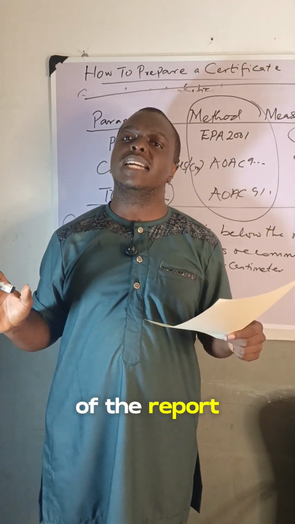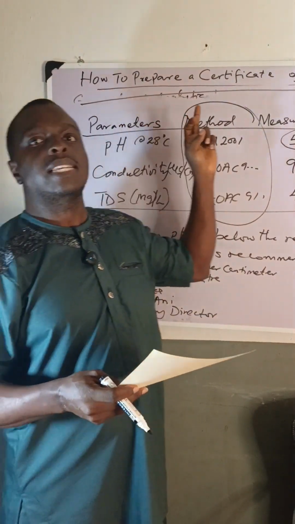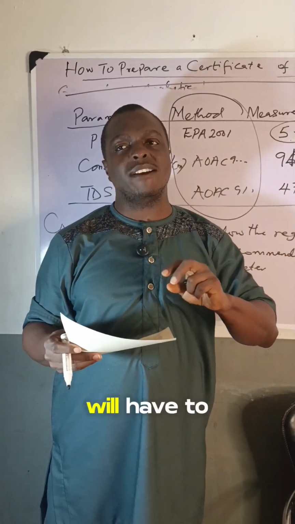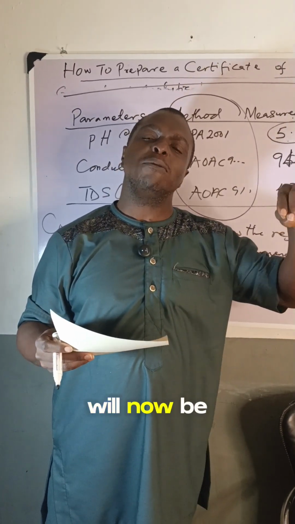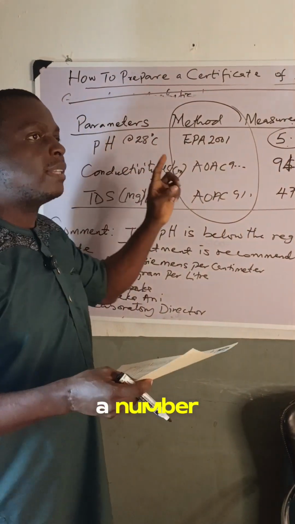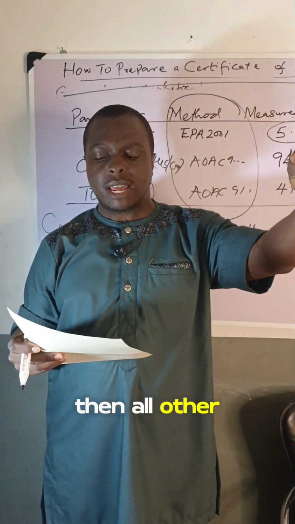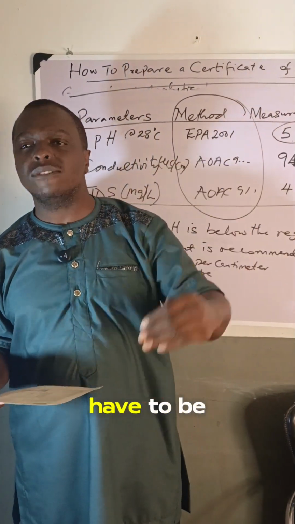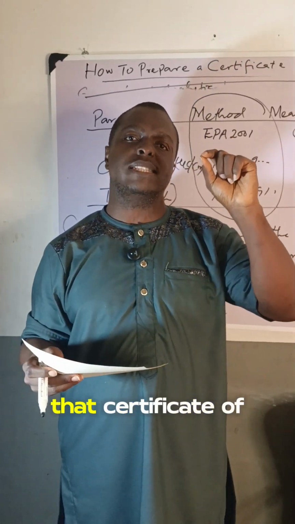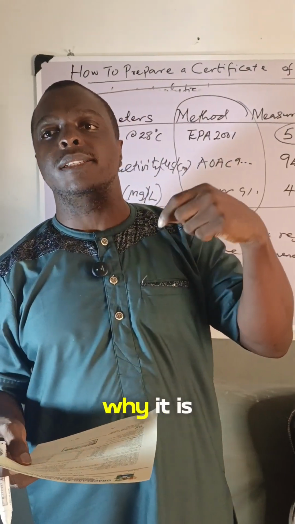The first part of the report that will change is the title. The title will now be a Certificate of Analysis Amended. The issuing date will have to change. The issuing date will now bear the date of amendment. But the certificate number, that's the report number, will have to be the same. Then all other details of the sample will have to be the same. But very important that the reason for amendment of that certificate of analysis will be stated clearly, why the certificate was amended.